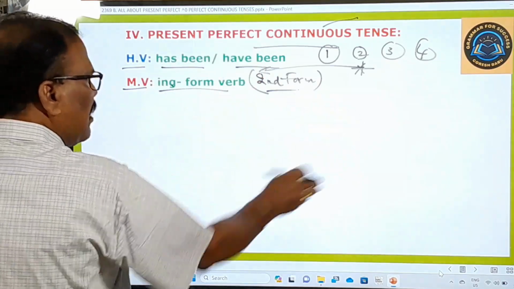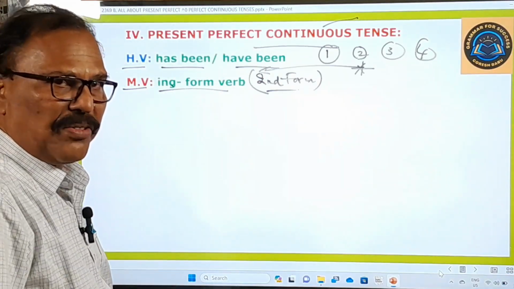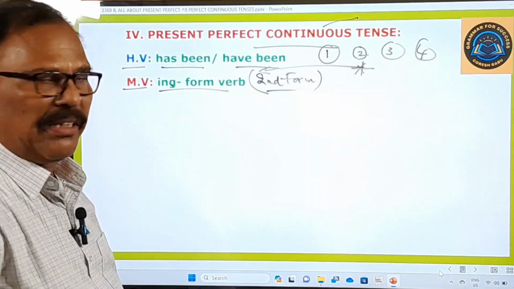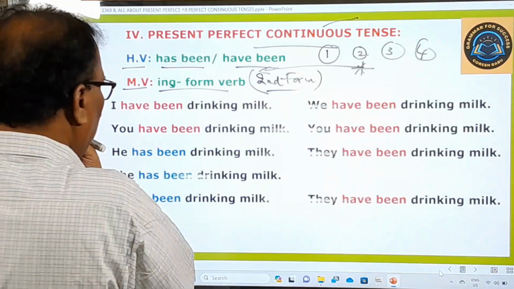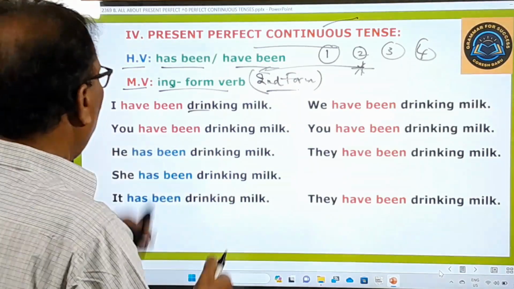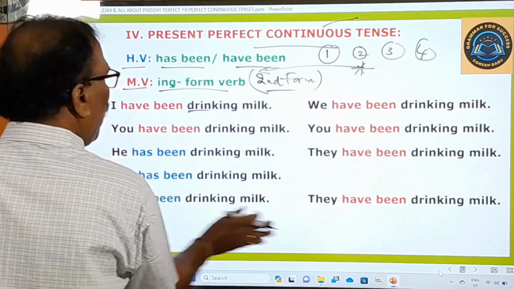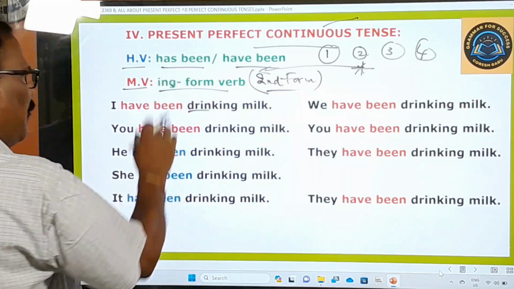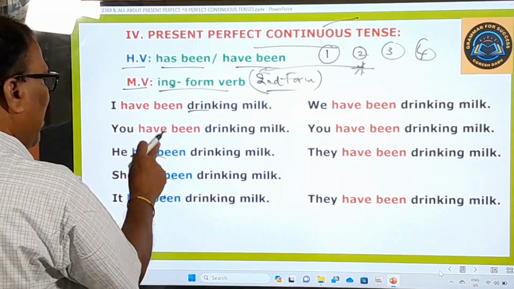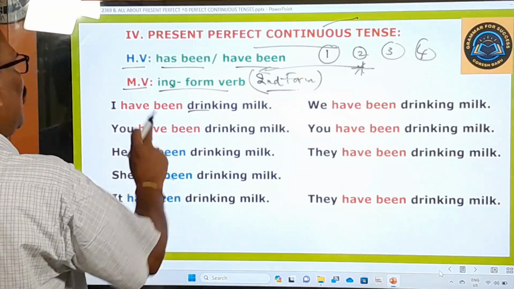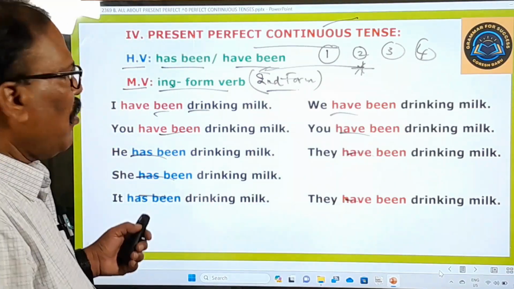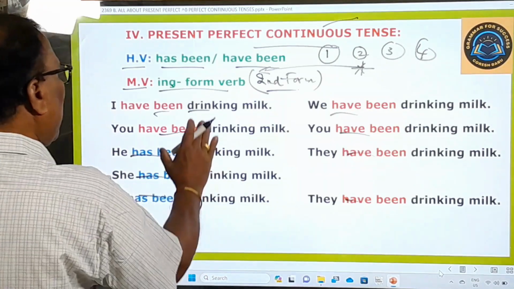And now let us see the shape of this present perfect continuous tense. We are repeating this tense with the example verb drink. So this is the shape of the present perfect continuous tense. And if you have observed this, you find that only in the third person singular we find the helping verb has been, and in all other persons we find the helping verb have been. That's all. Okay, this is what we understand. And here one more important thing.